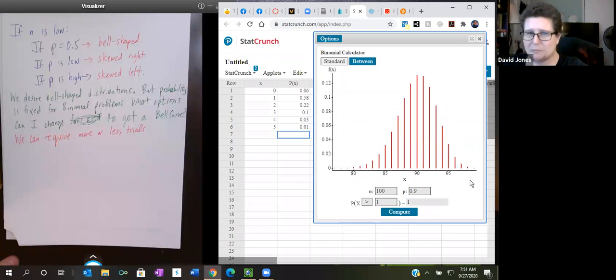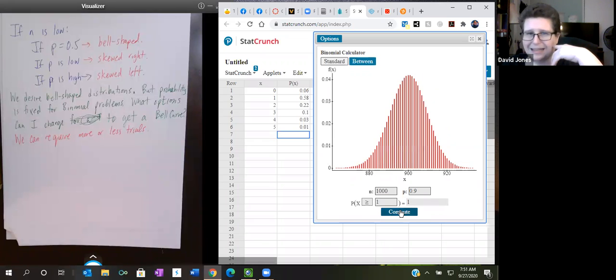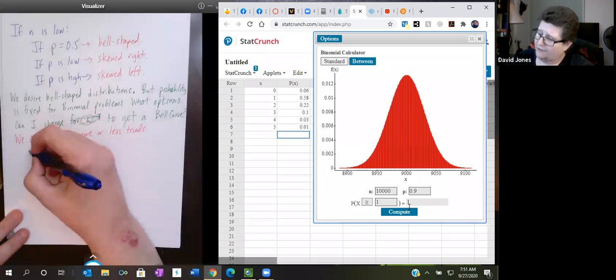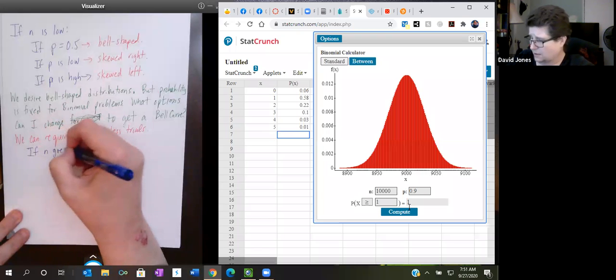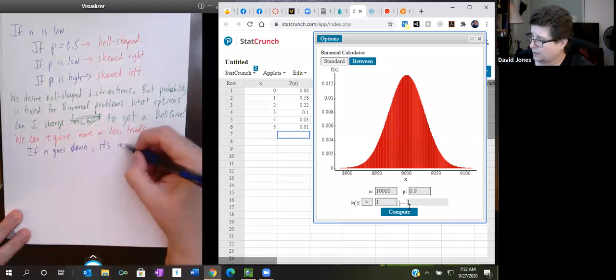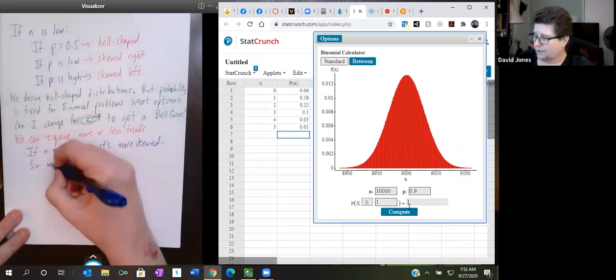Well, now we're getting pretty close to a bell shape. The tail is a little bit longer on the left, but it's pretty much a bell shape centered around, looks like 90 around here. 1,000. Well, now it's kind of hard to tell which side's longer. 10,000. That's a bell. If n goes down, it's more skewed. So we need to increase n.